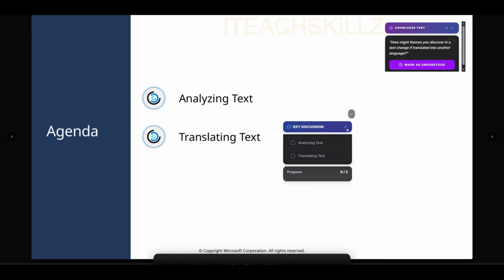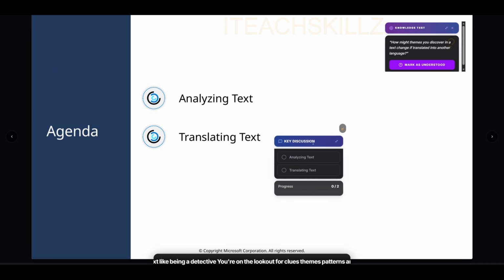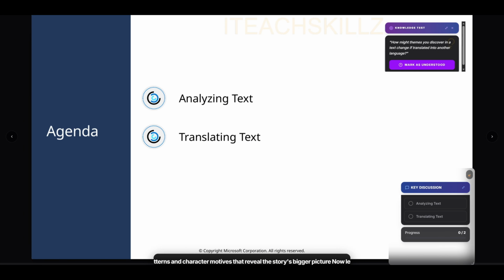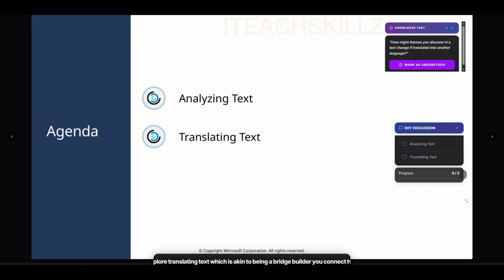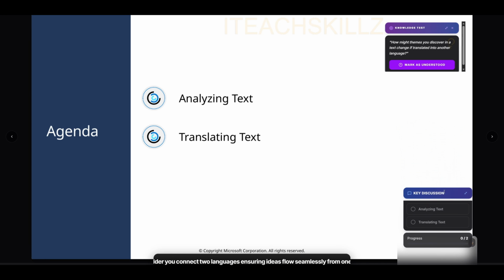Think of analyzing a text like being a detective. You're on the lookout for clues, themes, patterns, and character motives that reveal the story's bigger picture. Now let's explore translating text, which is akin to being a bridge builder. You connect two languages, ensuring ideas flow seamlessly from one culture to another.